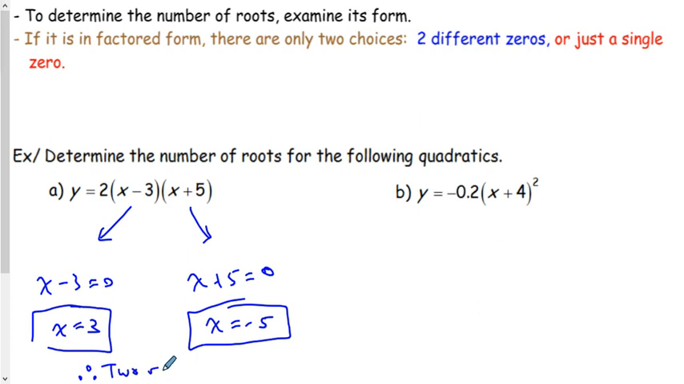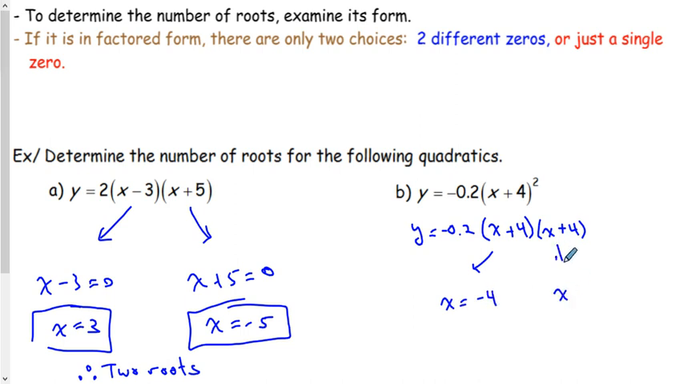so we'd say therefore two roots. What if we had a situation like this, though? This is a quadratic, and if we were to rewrite this quadratic, we could rewrite it like this. Since this is a squared term, we could actually write it twice: x plus 4 and x plus 4. Now, if we work that out, we end up having x is equal to negative 4, or x is equal to negative 4. It's the same one.